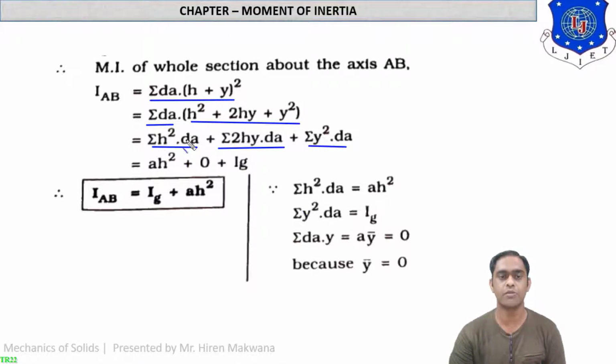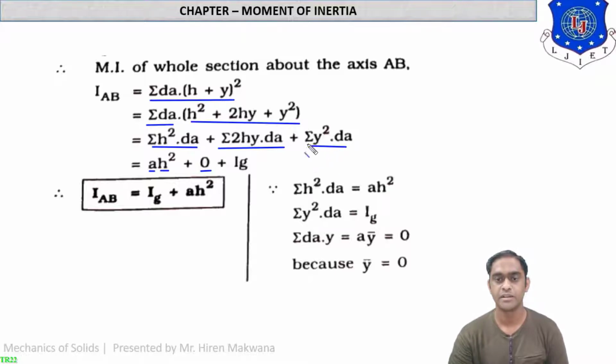Now sigma dA, what is sigma into dA means? Sigma into dA means total A, means total area of the lamina. h square will be as it is because h is a constant distance. Now this middle term becomes 0. How does it become 0? We will discuss it later.